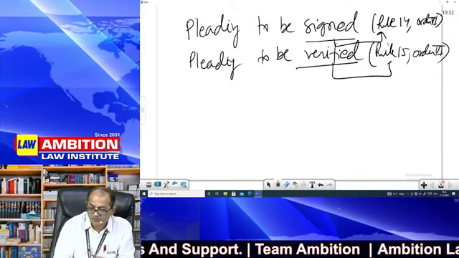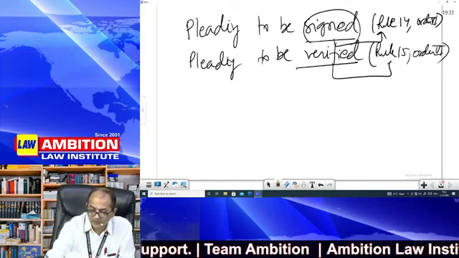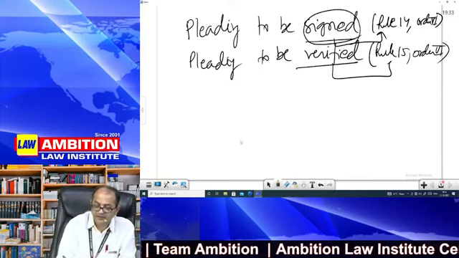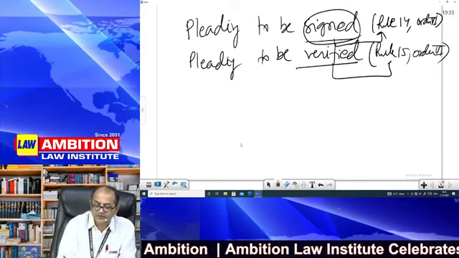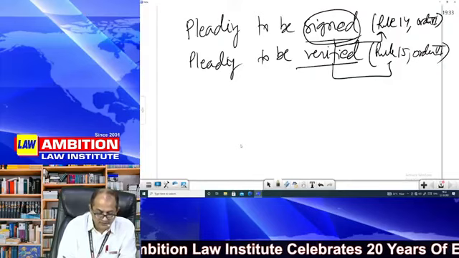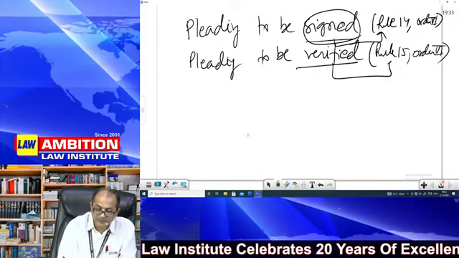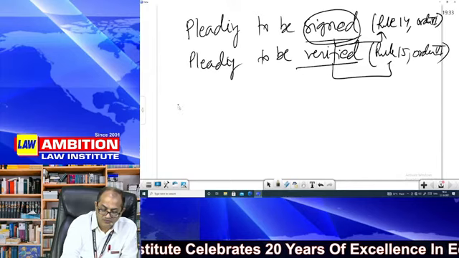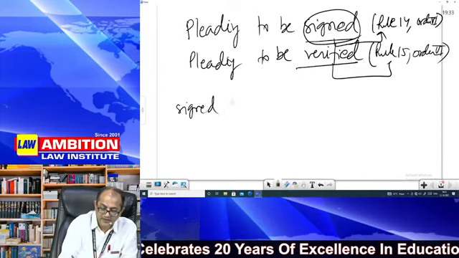Is this clear? So if this is the complaint, the pleading of the plaintiff, the plaintiff will sign it. And after the plaintiff's signature, the lawyer will also sign it. So that is what is written: by the party and pleader. So signed by party and pleader.